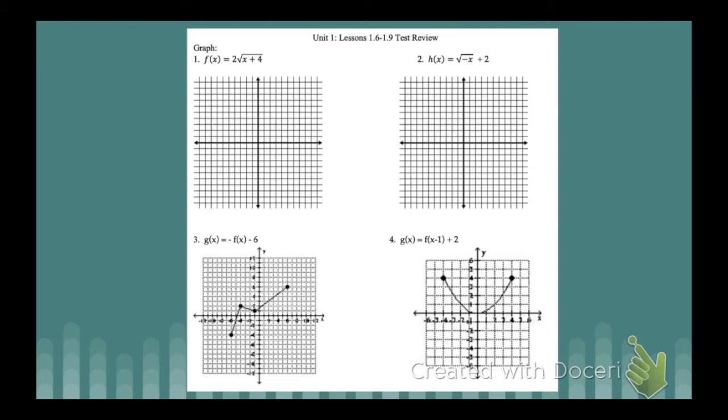For problems 3 and 4, I've given you a function that's graphed, and you're going to apply transformations. So for problem 3, you're going to take the graphed function and move it down 6 and reflect it across the axis. Same thing with 4. So 4, you're going to be moving it left or right, and then up or down, just depending on the transformations that I gave you in the problems.